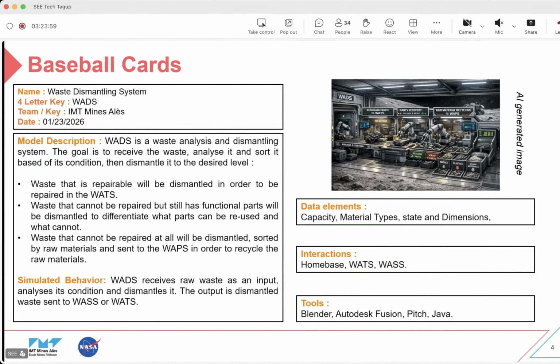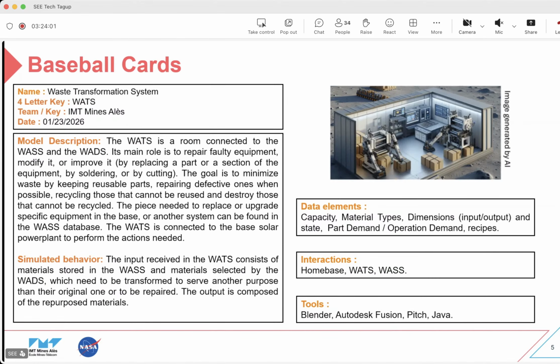Can you go to the next slide, please? So this is the third system, and it's the second of the systems that interact with the dismantling system. This is the transformation system, and it basically repairs anything that comes its way to be able to be reused, or if we need any fabrication done, it is also the system that does it, based on whatever we have in stock. Can you go to the next slide, please?